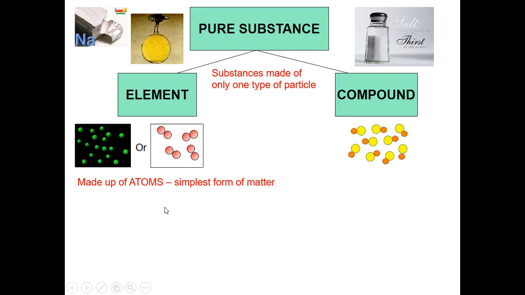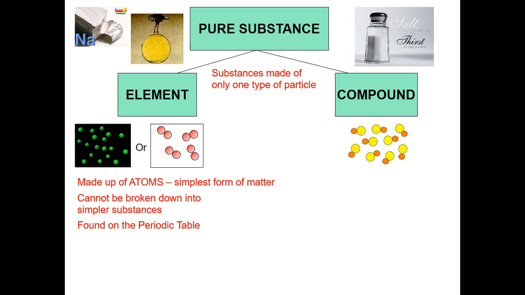Let's go back to that chunk of copper. If you have a chunk of copper and split it in two pieces, you're going to have two chunks of copper. If you keep splitting that copper over and over again, once you get to the smallest possible unit of copper that you can have, that is called an atom. Right, now, atoms cannot be broken down into simpler substances. They are the simplest form of matter. We can find elements and their atoms on the periodic table.